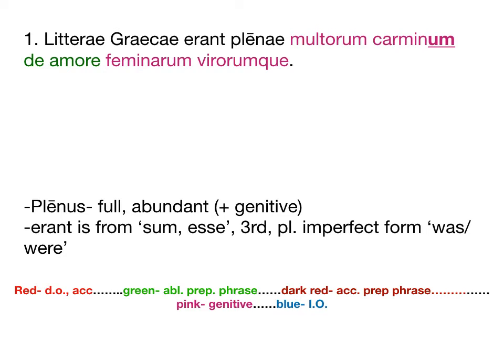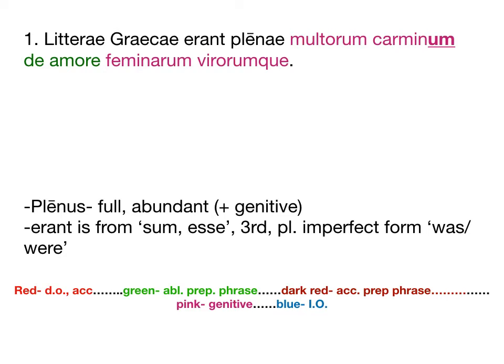And then hopefully you guys are getting the hang of the way I'm color coding things. You can see the key down at the bottom. I use bright red for direct object accusatives. I use green for ablative prepositional phrases. And I use dark red for accusative prepositional phrases. Now, what do I mean by that? I mean for our new prepositions including post and propter that take accusative objects instead of ablatives, those will be in the dark red. Genitives will be in pink, so you can see we have a couple genitives in this sentence. And when we have indirect objects, they will be blue.